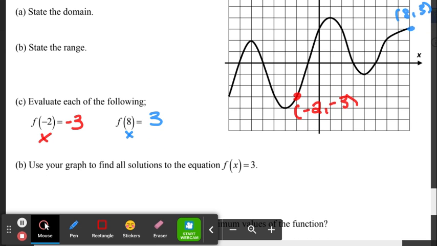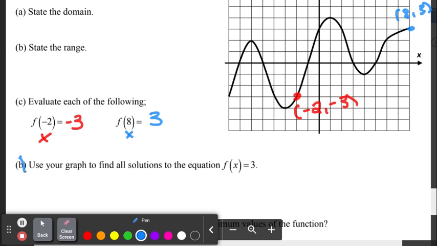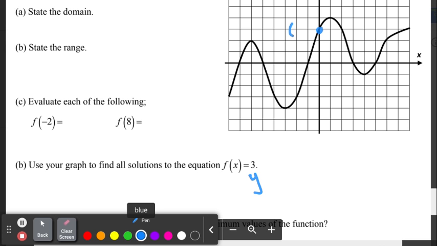Part, that should say part D. Oopsie. Use your graph to find all solutions to the equation f of x equals 3. Well, the x is here. We don't know that. What they're giving us here is a y. They're saying, hey, what are all the points when y is equal to 3? So I'm just going to go through.